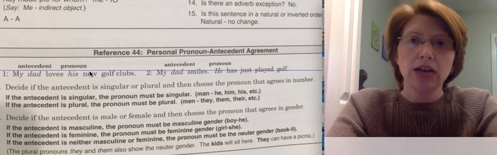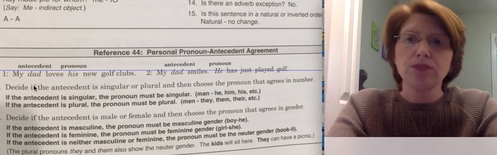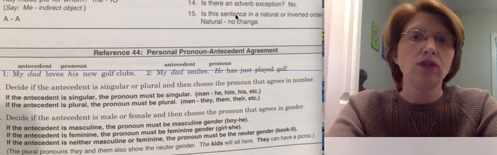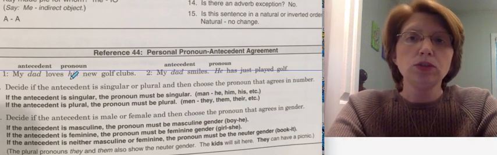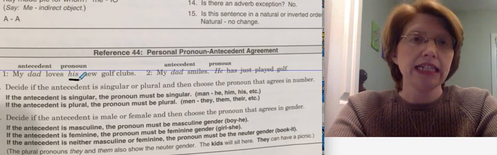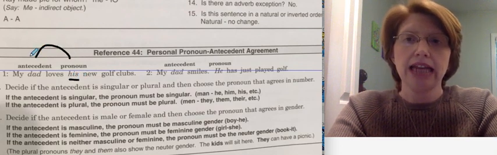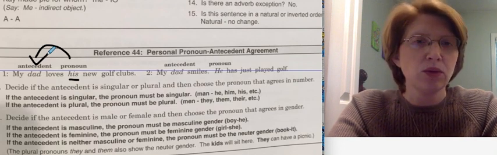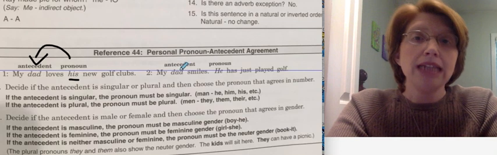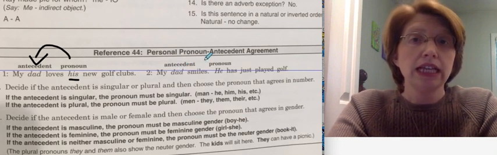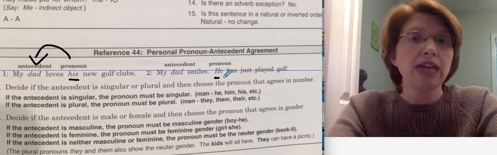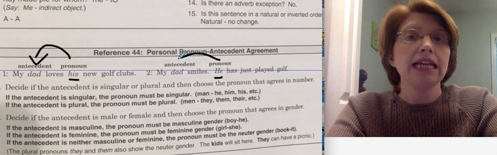Here, let's look at a couple of examples on your reference page. My dad loves his new golf clubs. So we use the pronoun his. Who's the antecedent? Dad. Got that word? Good. My dad smiles. Now the next sentence, he has just played golf. I'm using a pronoun, so I have to have an antecedent. Who is it? Dad.